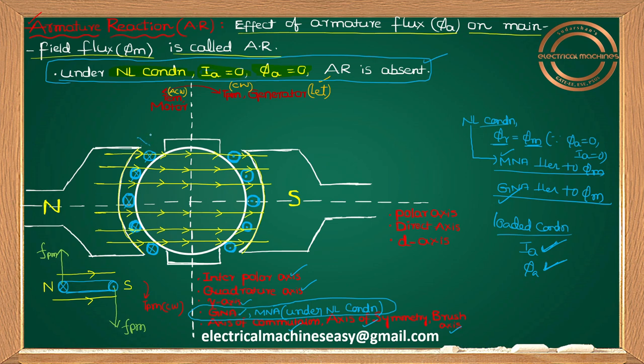So I'll get the direction of armature flux like this. Okay, this is the direction of armature flux, clockwise. And here I'm getting the direction of armature current as a dot, that means out of the board. Your thumb should be out of the board, so your wrapped fingers should be in the anti-clockwise direction. So let me show the direction of armature flux in anti-clockwise rotation like this.